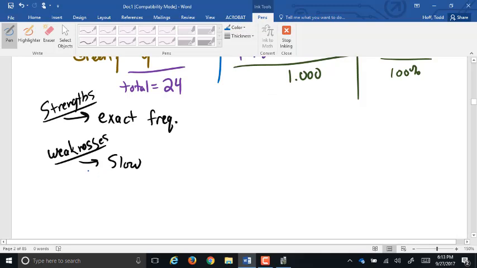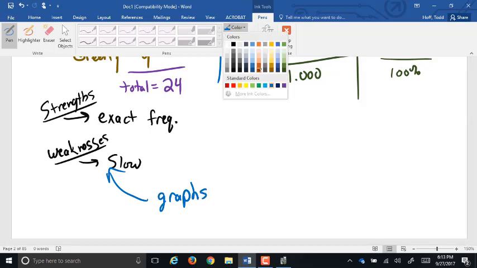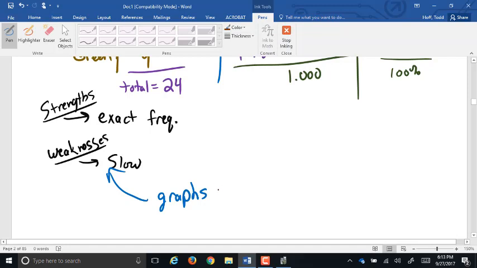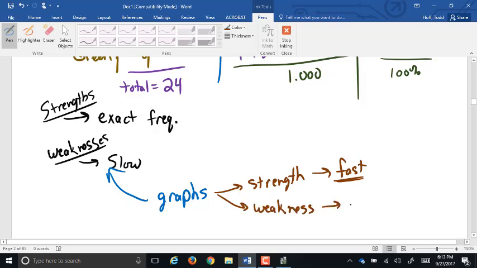So to fix this weakness, we use graphs. Graphs are just the opposite. Their strength is they're fast. You can very quickly look at a graph and pick out the largest number or compare. Their weakness is it's hard to get exact numbers.